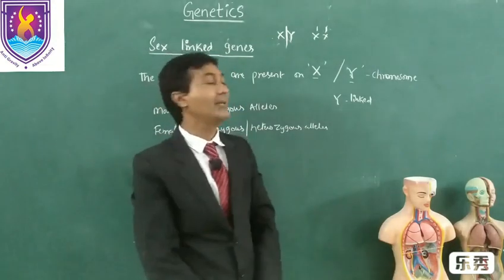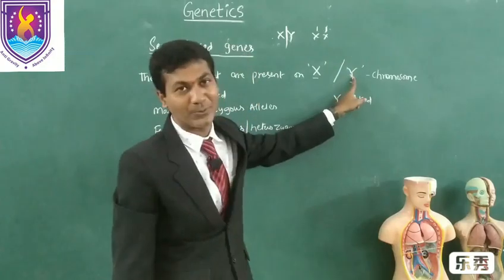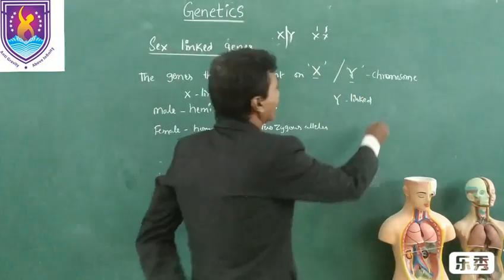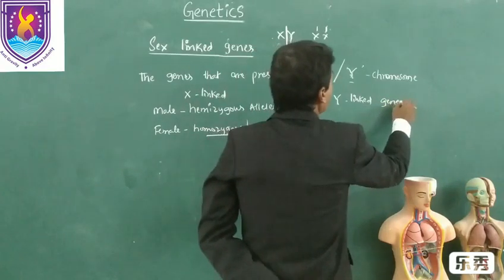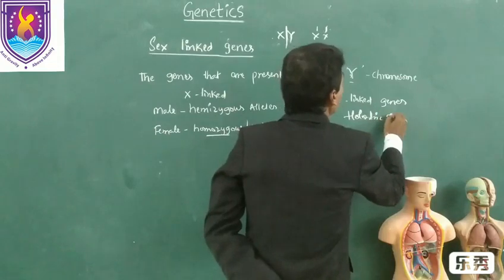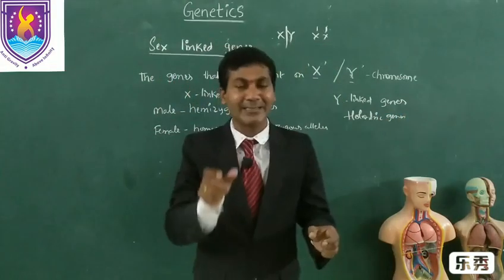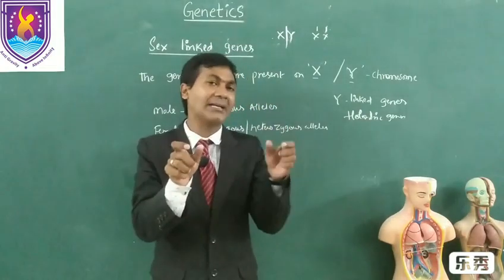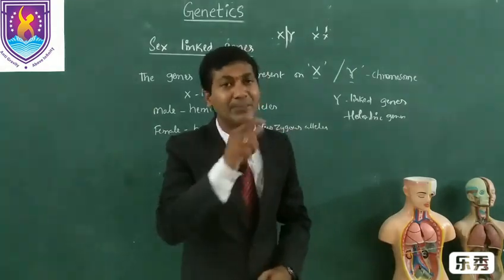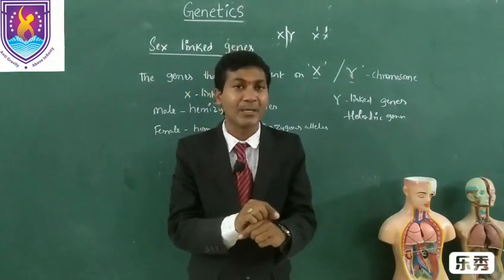In the same way, Y-linked genes are the genes which are present on Y chromosome whose allele is absent in X chromosome. Y-linked genes are otherwise called holandric genes. So these X-linked genes and Y-linked genes do not undergo crossing over during meiosis. Remember, they never cross over, they never pair.